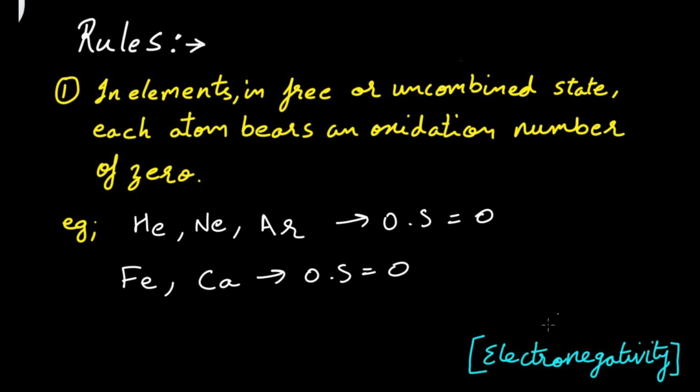Now there is one more thing that you should remember before moving up: electronegativity. The definition of electronegativity is the ability to attract the shared pair of electrons towards itself. So in one way or another, electronegativity will be used as a concept to find oxidation number.